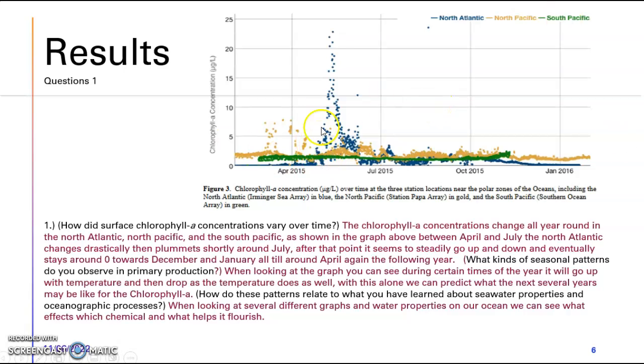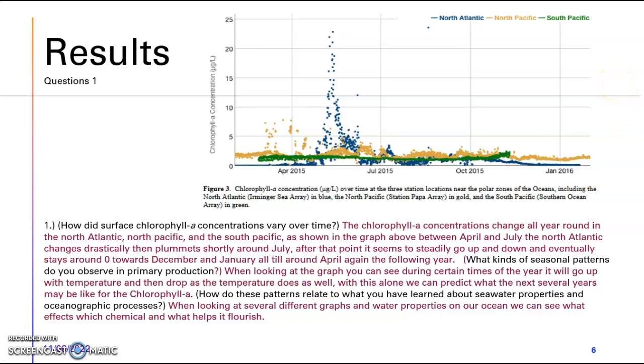If you see here in the blue, it goes up and then it plummets shortly around July. After that point, it seems to steadily go up and down. Eventually, it stays around zero around December to January, all the way until around April again the following year.